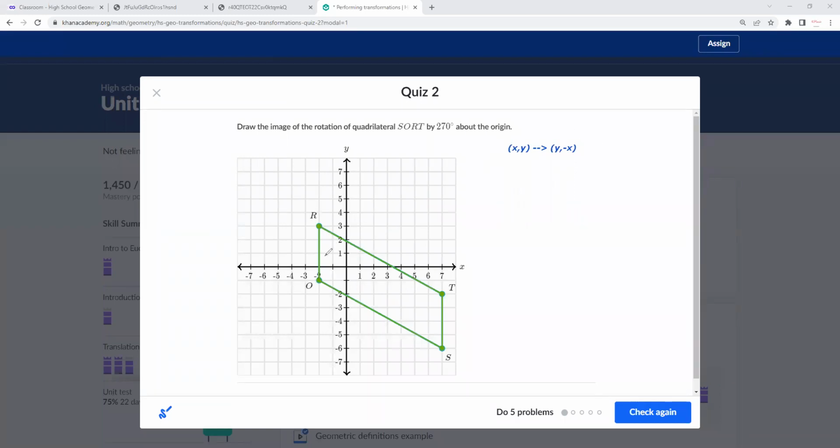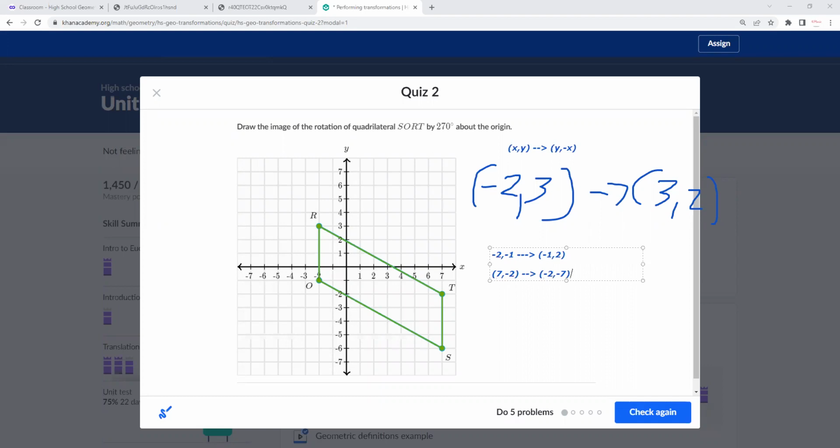So if point R is at (-2, 3), it will now be at (3, 2), because a negative makes a positive. Point O is at (-2, -1). It will then go to (-1, 2). Point T is at (7, -2). It will then go to (-2, -7). And S is currently at (7, -6). It will then go to (-6, -7).